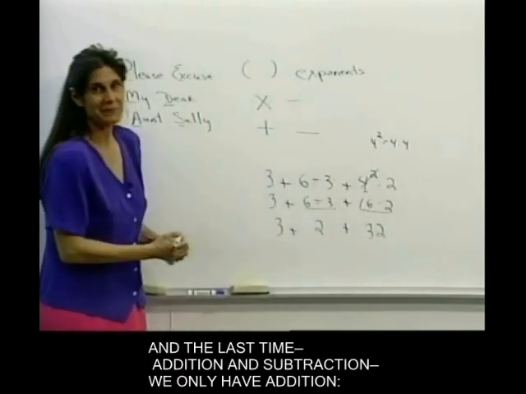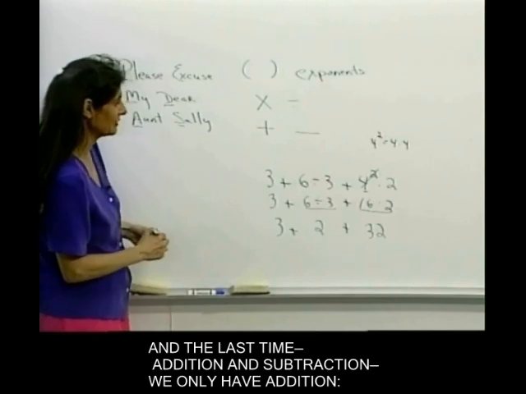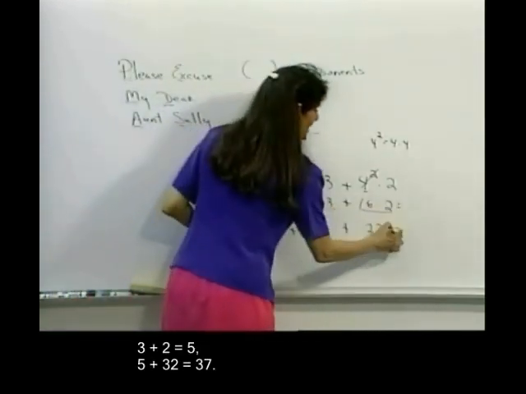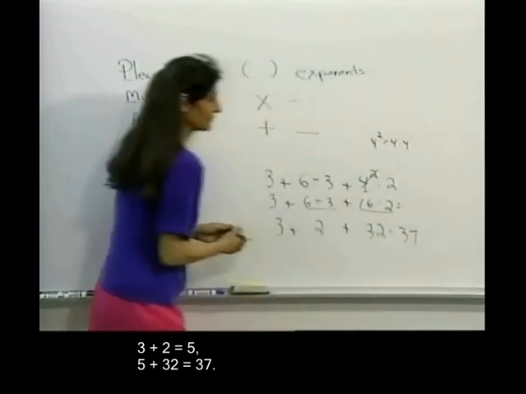And the last time, my addition and subtraction, we only have addition. 3 plus 2 is 5. 5 plus 32 equals 37.